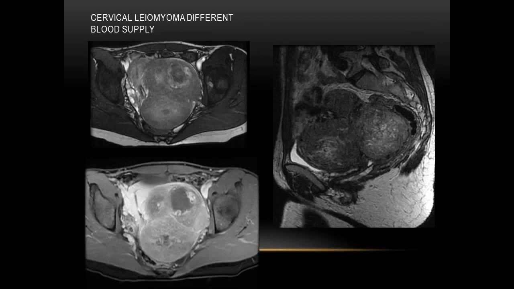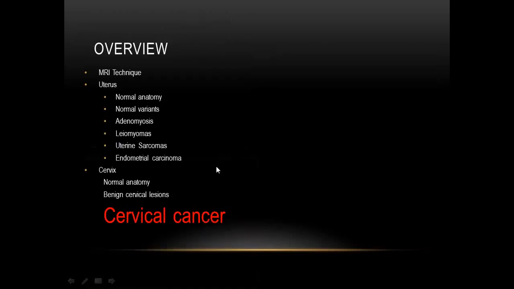This is a cervical leiomyoma. It's kind of difficult to see, but right here, which you can see better on the post-enhancement, is our endocervical canal with an IUD in it. And this is arising from this expanded left side of the cervix. This is a cervical leiomyoma. It's important to define this on imaging because it comes from a different blood supply than our uterine leiomyomas.